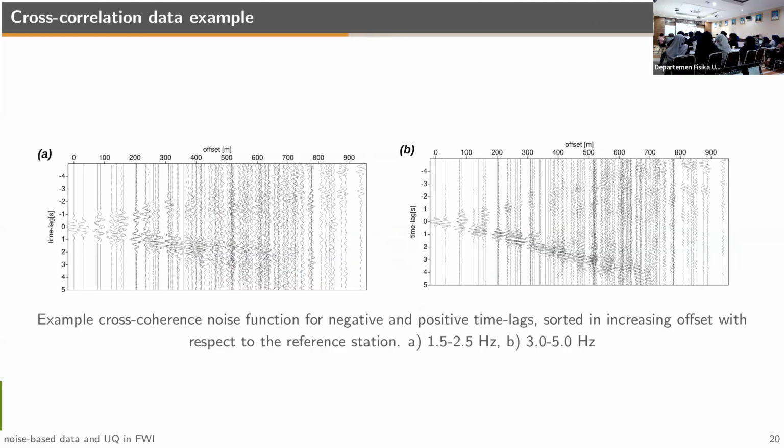So what is usually applied is to select the paths which are relatively symmetric in the positive and negative lag, because this is a kind of signature that the source of noise is well distributed. So if they are relatively symmetric, using one or the other doesn't really matter. And usually they use a mean of the two.